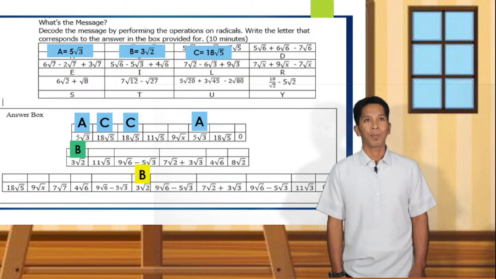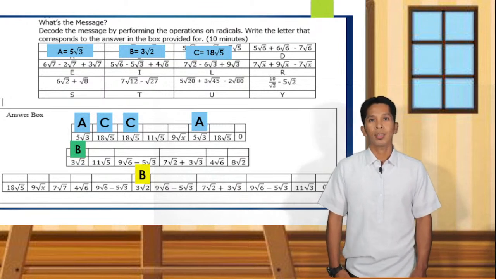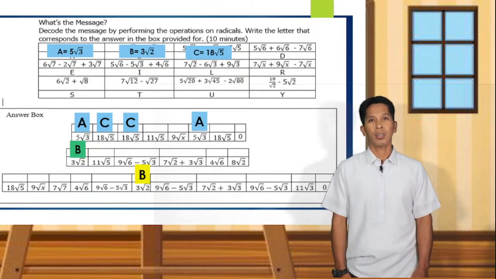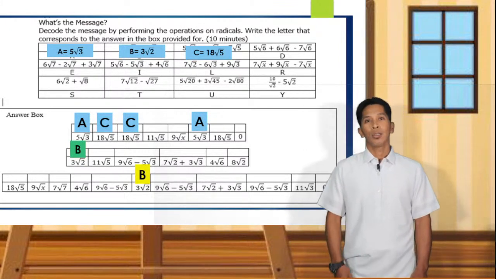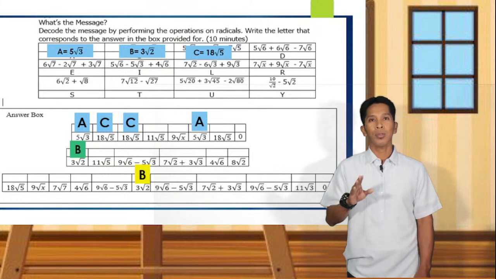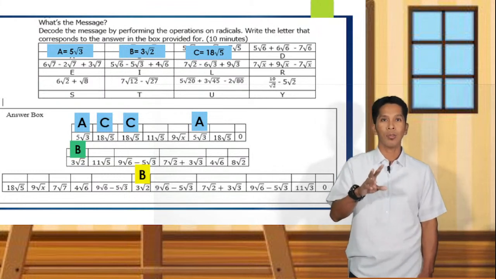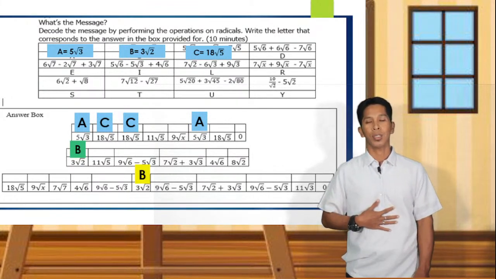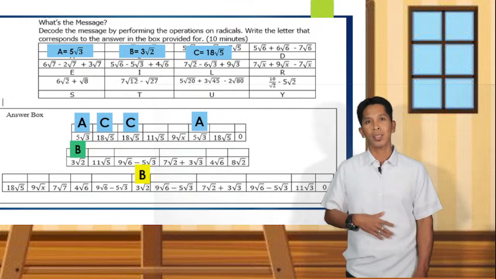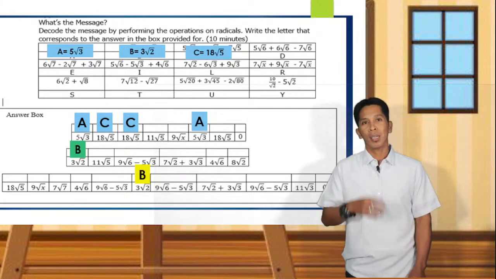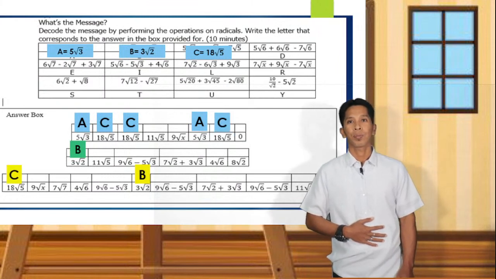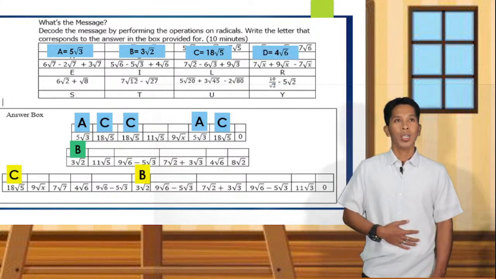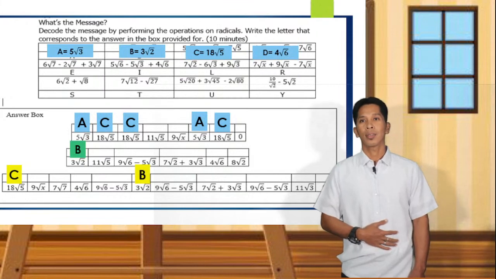The next one, 5 square root of 6 plus 6 square root of 6 minus 7 square root of 6. So we get the sum first of 5 square root of 6 and 6 square root of 6, and that will give us 11 square root of 6. You're correct. And then what will be the difference if we subtract 7 square root of 6? Correct. It is 4 square root of 6.